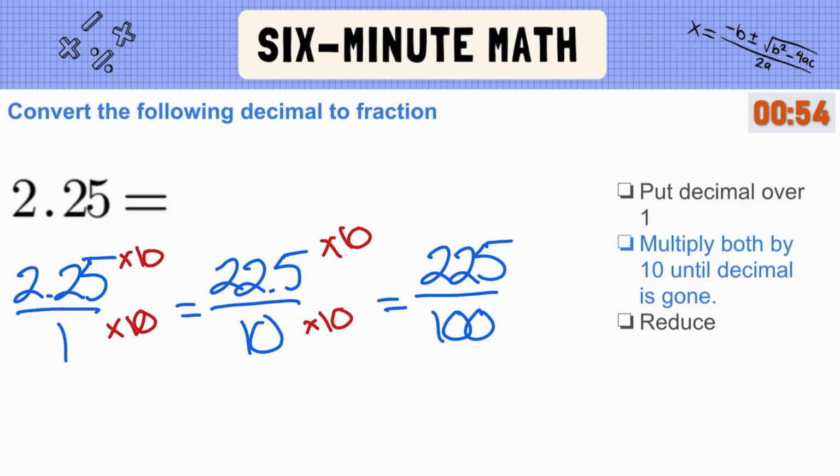And then I'm going to reduce. In this case, I have a greatest common factor of 25. So I divide top and bottom by 25 for a final answer of 9 over 4.